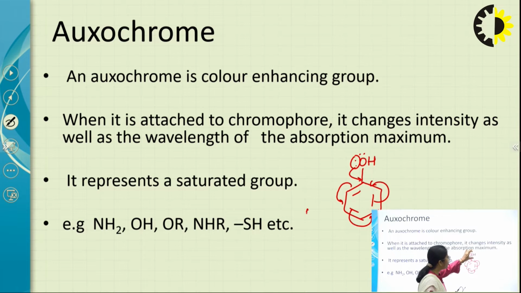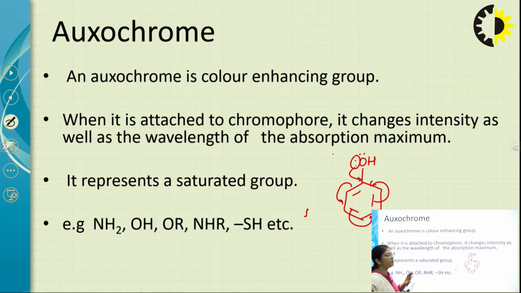So auxochromes are nothing but those groups which have the ability to involve their electrons in the molecule, and they are going to increase the number of conjugated systems in the molecule. Once the auxochrome does that, it changes the intensity as well as the wavelength of the absorption maxima. As the level of conjugation increases, the value of lambda max also increases.